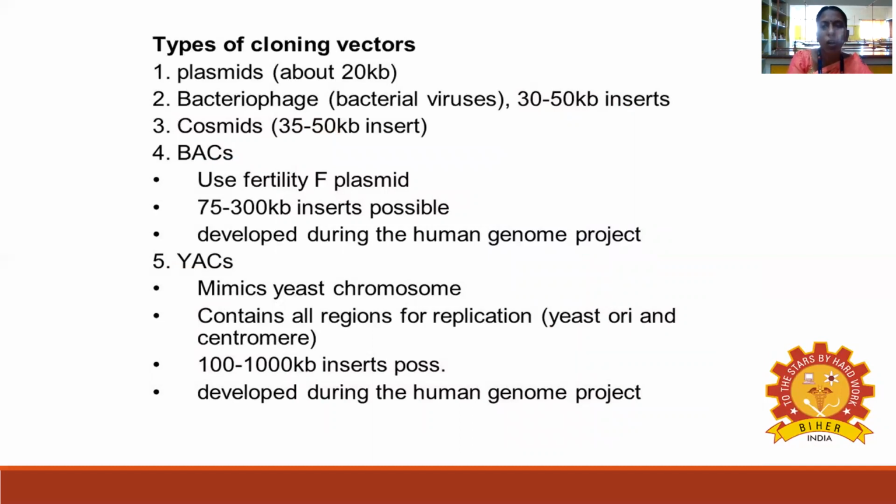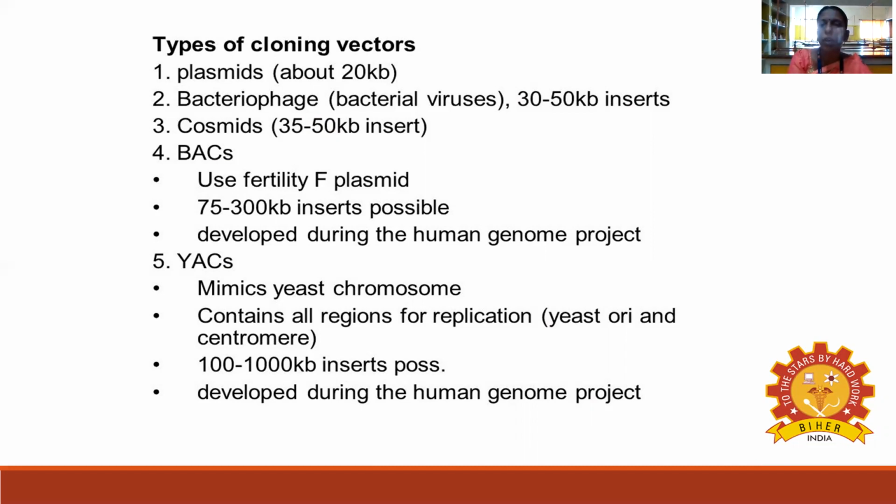And then what are vectors? What are the types of vectors we are using? The first type of vector is the plasmid. A plasmid is around 20 kb in size. Suppose the size increases; then it is called a vector. So depending on the size, the name also varies.